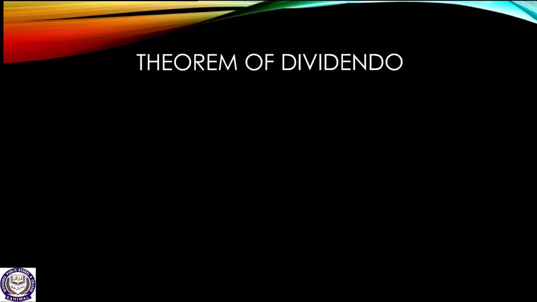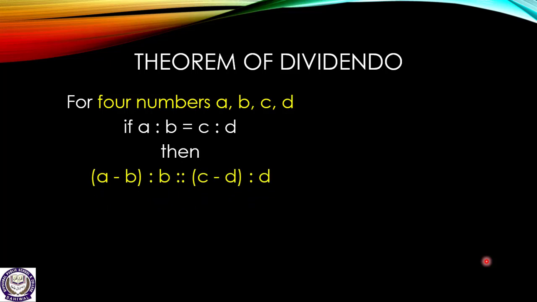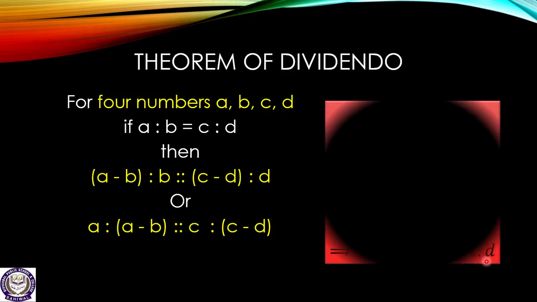Now we have the theorem of dividendo. For four numbers A, B, C and D, if A ratio B is equal to C ratio D, then A minus B ratio B is in proportion to C minus D ratio D, or we can write it as A ratio A minus B is in proportion to C ratio C minus D.